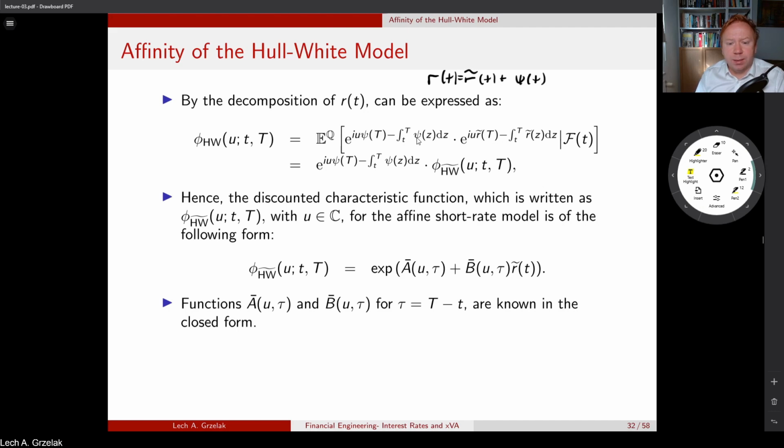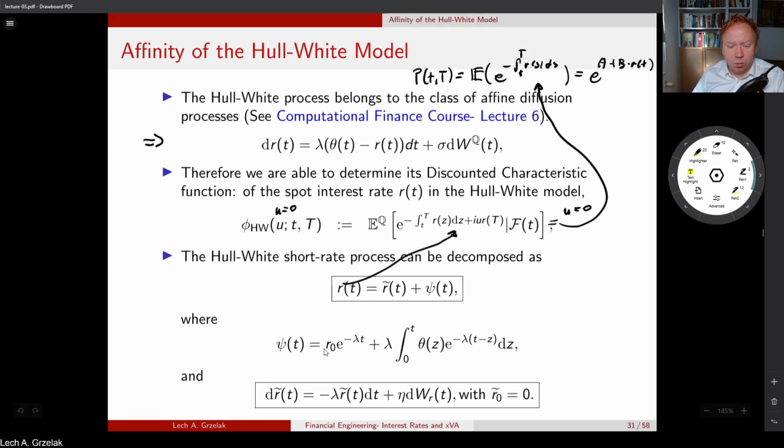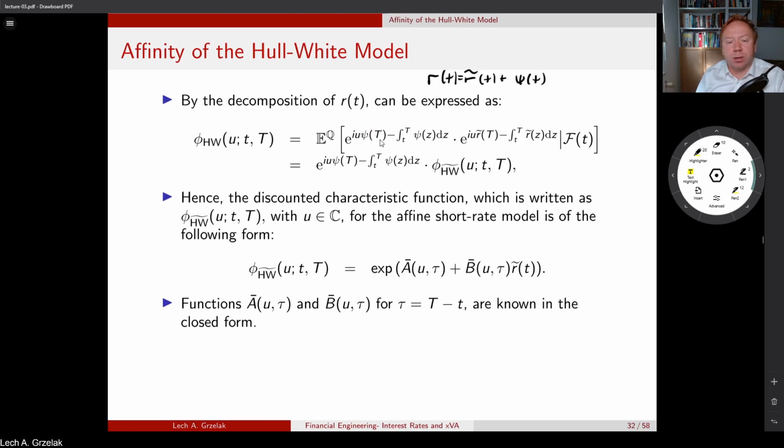Those functions here, psi t and those integrals, are not stochastic, right? Because we have just derived it here. This is purely a function of time-dependent parameters. So we have the theta t function, we have also dependence on time here. So psi t is just a time-dependent function. This means that we can take it outside of the expectation. So these two elements can be taken outside, and then we only end up with an expectation under Q of these two expressions, which is equivalent to the characteristic function for the R tilde process. So then we concentrate only on finding the characteristic function for R tilde.